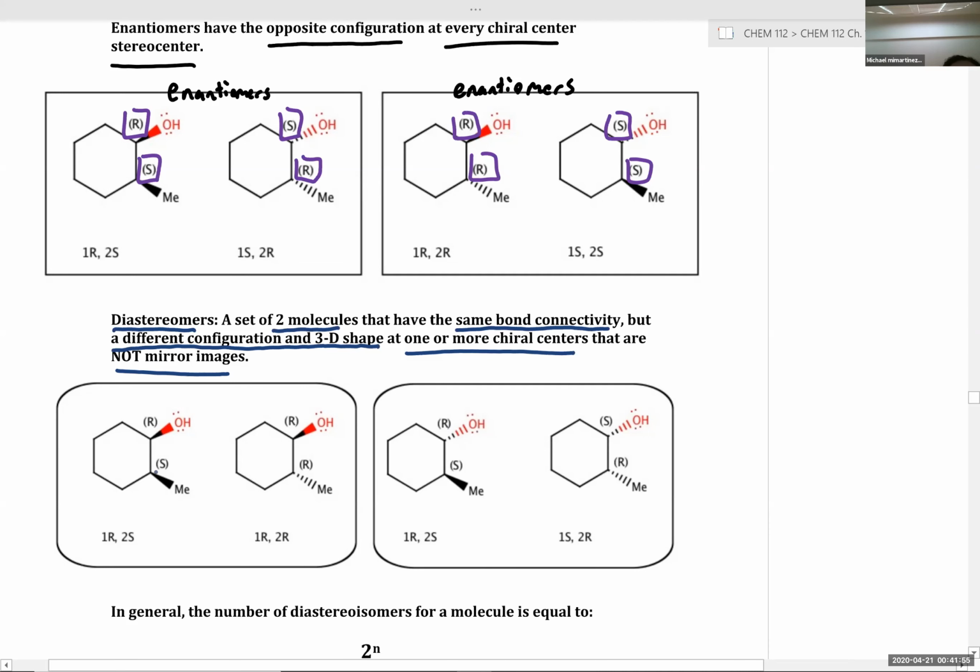So does everyone notice how we go from S to R? However, the alcohol stereocenter stays R. So for diastereomers, the way that I like to remember it is that one or more, but not all stereocenters are flipped. Does that make sense to everyone?